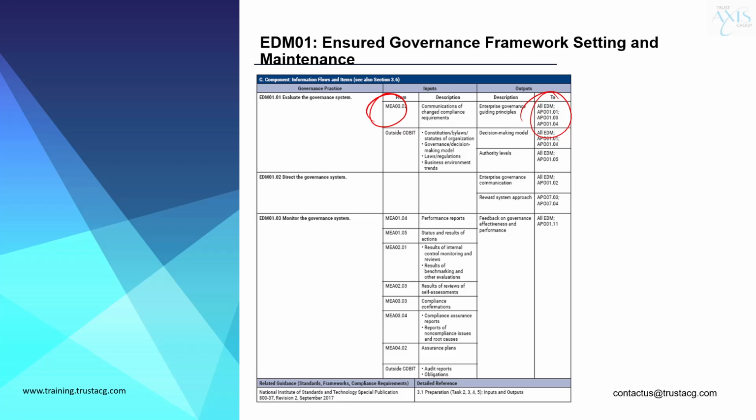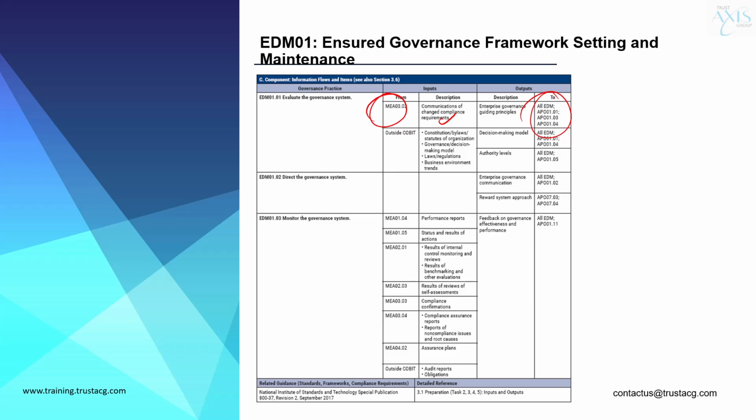So EDM 1.01 focuses on evaluating how well the governance system is performing in terms of its effectiveness, compliance, and alignment with the business goals. So you will need information coming in which provides communication about the changed compliance requirements or regulatory requirements. Now, this will ensure that the governance system remains up to date with regulatory or business changes.